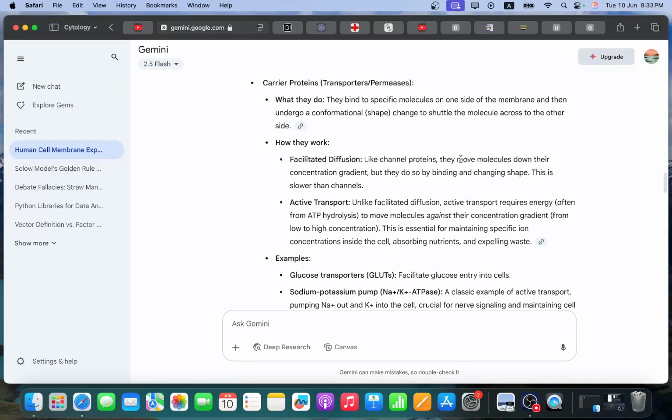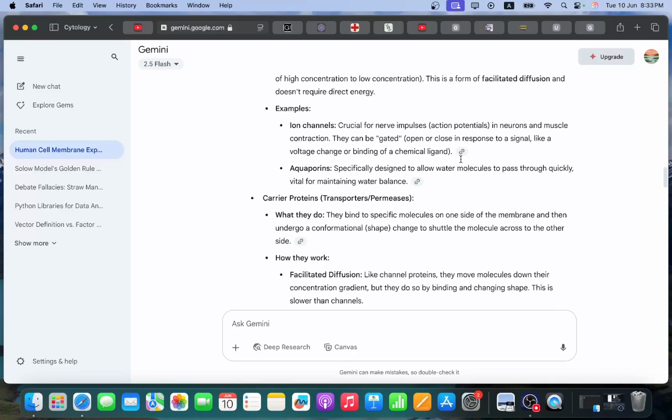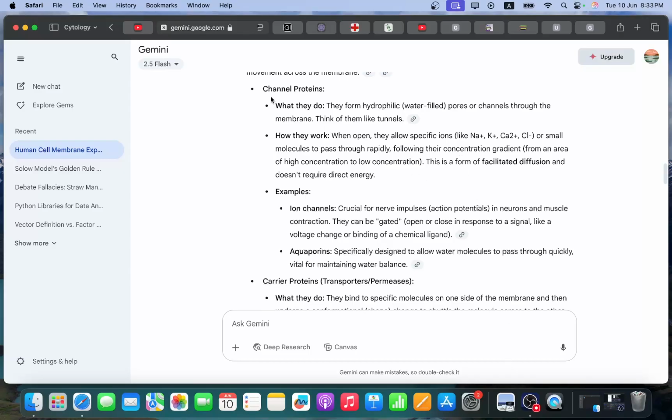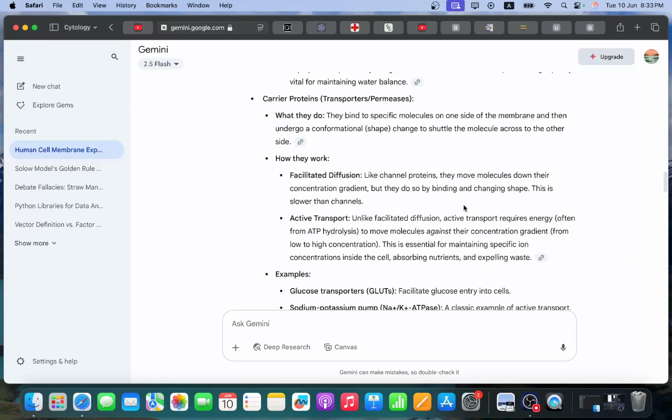I thought this was the channel protein and not the other one. The other one, channel protein. Wait, what? Yeah, I thought this was the channel protein, and this I think should be pore proteins. Am I getting it wrong?